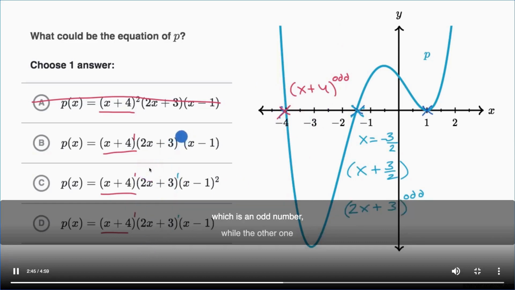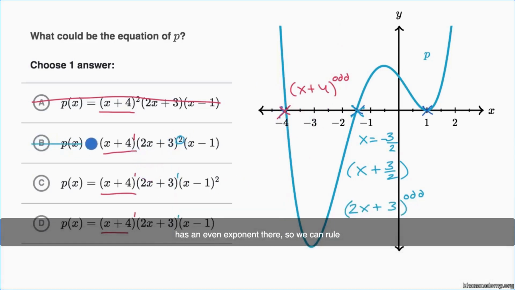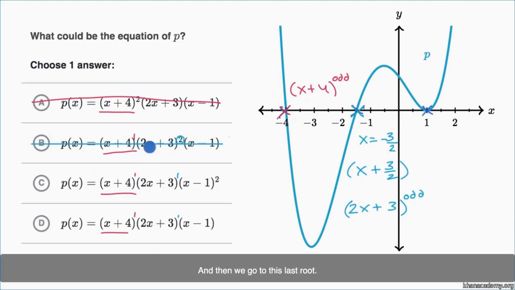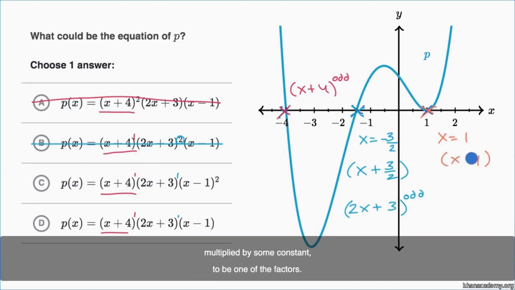1, which is an odd number, while the other one has an even exponent there. So we can rule that one out as well. And then we go to this last root. I will do this in an orange color. We have a root at x equals 1. So we would expect x minus 1, or this multiplied times some constant, to be one of the factors.